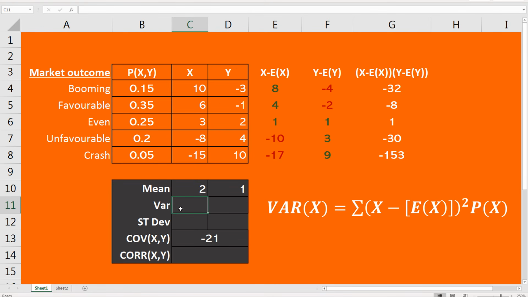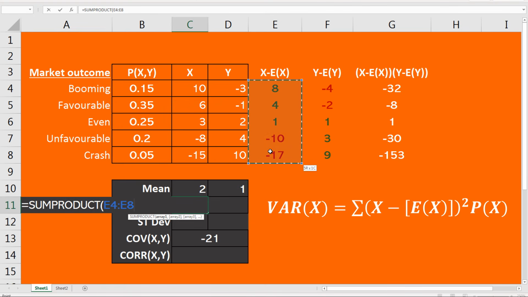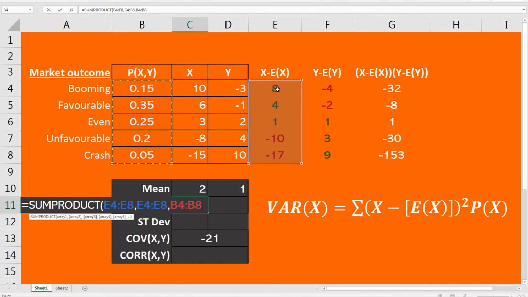Now I'm going to do it a very cheeky way, which is going to shortcut a lot of the squaring. I'm going to do another sum product. I'm going to do a sum product of the x array. I'll put a comma. I'm then going to select the x array again. What that's going to do is multiply each of the values by itself. And then when I put a comma for the second time and select the probabilities, it's essentially going to be going, all right, let's take 8, times it by itself, and then times by 0.15. And then add that to 4 times by itself times 0.35.